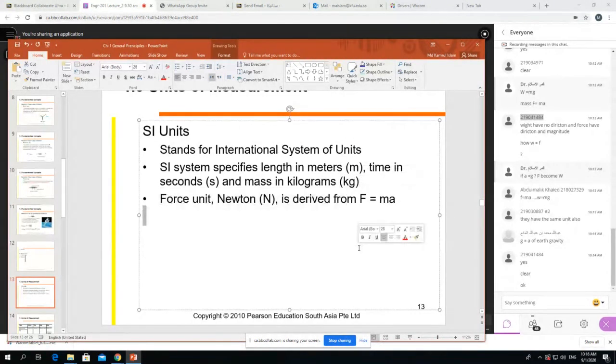Another thing just to inform you: in the British unit system, length is in feet, time is in seconds, and mass is in pounds. And in the SI system, the force unit is the Newton.